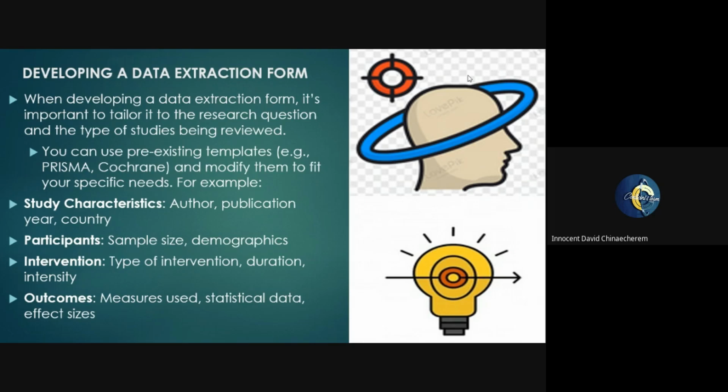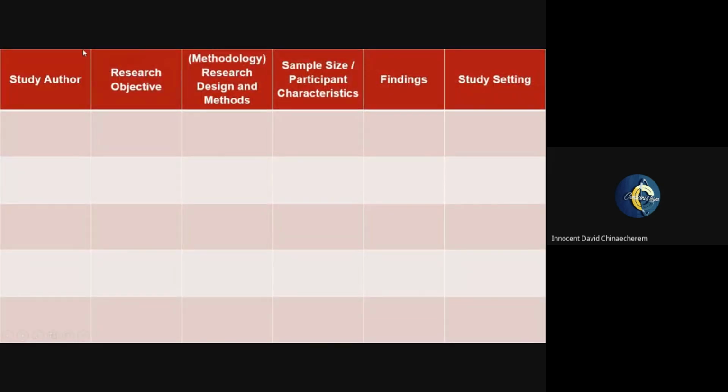Some things are unique in the domain of that research. We're going to also explain these things in detail. But there are some common things that are always available in your data extraction form. Let's go back to that. The study author is usually common, the objective is common, findings is common, and then maybe the methodology. These are common domains that have to be present in your data extraction form.